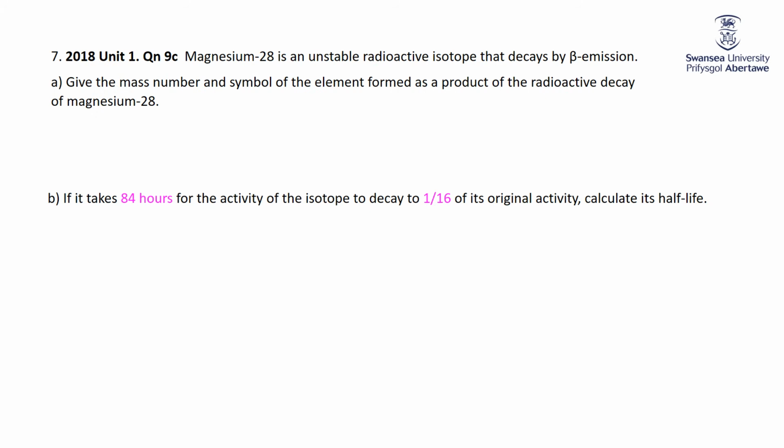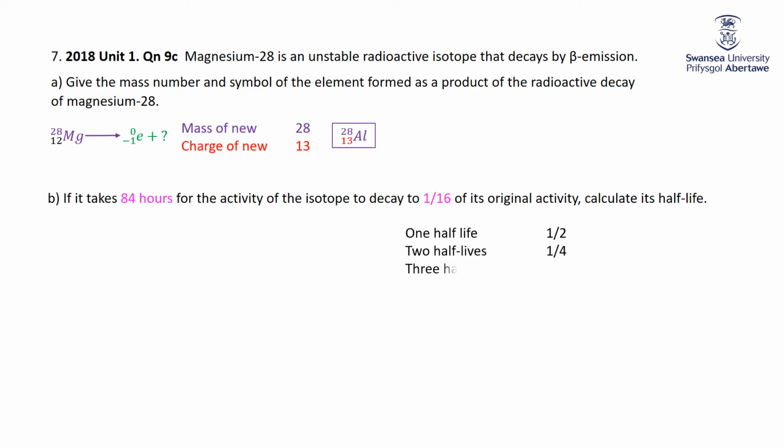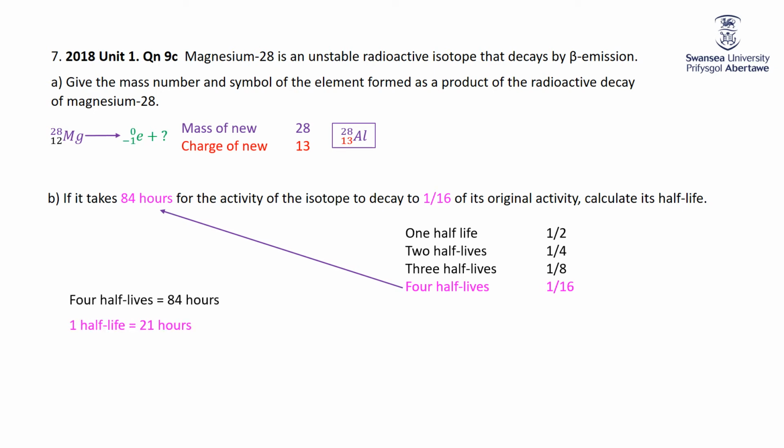So, question 29, magnesium 28 decays by beta. So, 28 magnesium kicks out a beta particle. Mass of the new particle 28, charge of the new particle 13, so therefore 28 aluminium. And now, part B, 84 hours to decay to a 16th. Or 1 half-life gives you a half, 2 is a quarter, 3 is an eighth. After 4 half-lives, you have a 16th back. So 84 hours is 4 half-lives. Thus, 1 half-life is 84 over 4, or 21 hours.